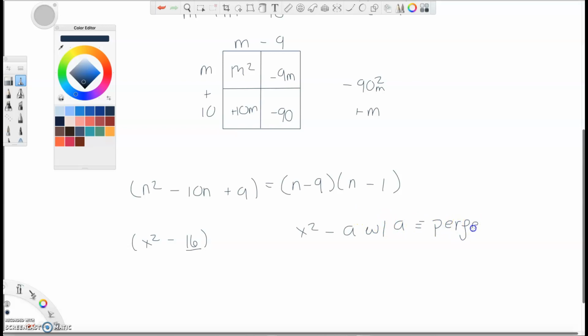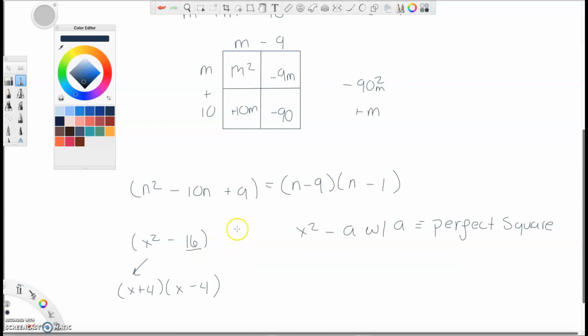All right? If you're ever given this situation, simply determine what the square root of 16 is. So the square root of 16 would be 4. And your factors are going to be x plus 4 times x minus 4. All right? This happens because when you multiply 4 times negative 4, you get negative 16. But when you add 4 plus negative 4, you get 0. Okay? So this is what we call a perfect square factor.